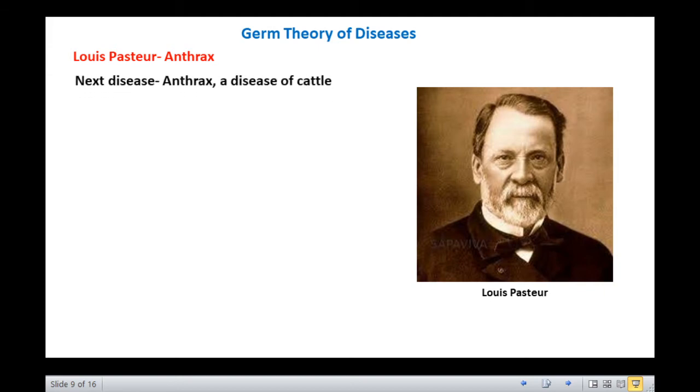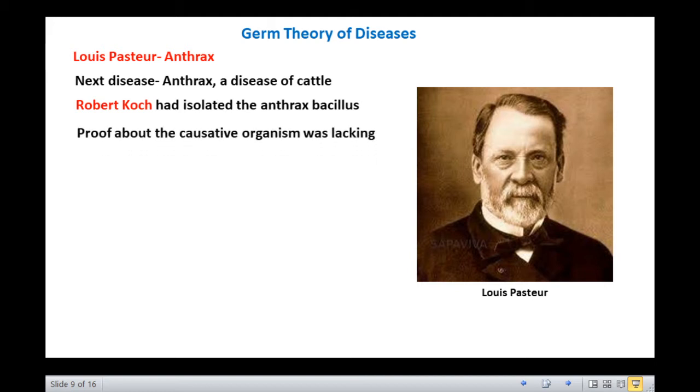The causative agent of anthrax had already been identified by the time Pasteur entered the arena. It was none other than the great German physician scientist Robert Koch who had isolated the anthrax bacillus. However, definitive proof that it was the isolated bacillus and not any other agent that was carried in the original medium which was responsible for causing the disease was still lacking.